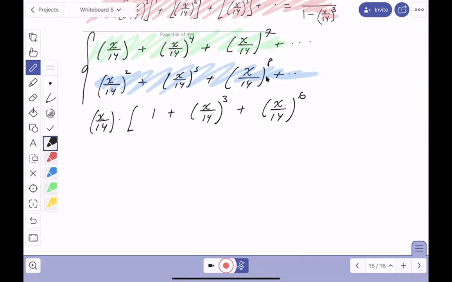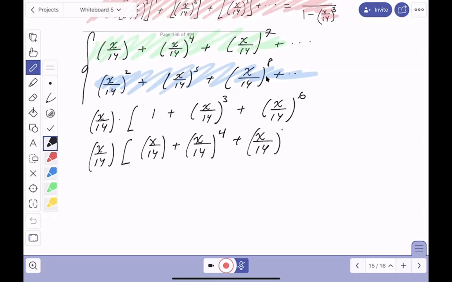And the other one, I'm also going to factor out x over 14. What would you get over there? You get x over 14 plus x over 14 to the 4 plus x over 14 to the 7. By the way, I hope you know this goes on forever. Again, I'm looking at this now.